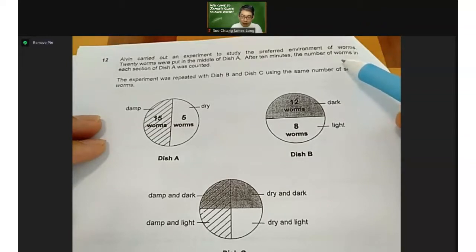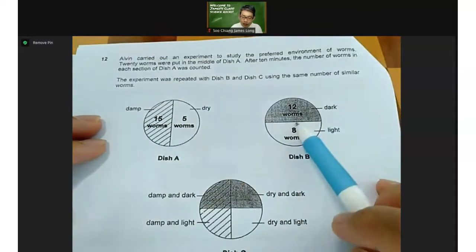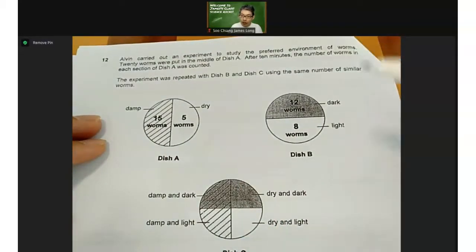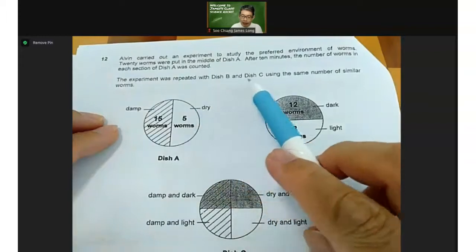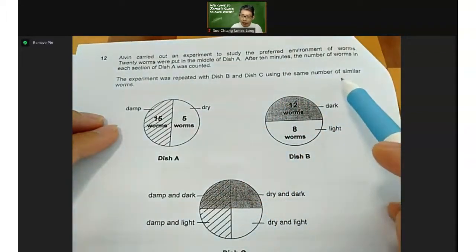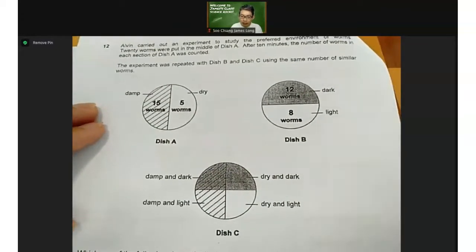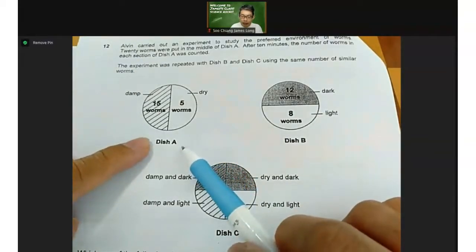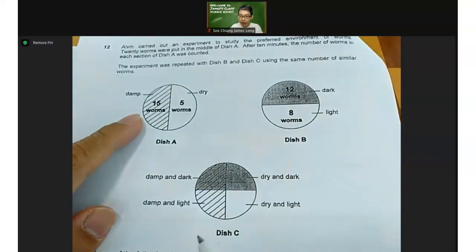So how it started off was they have the 20 worms in the middle of each dish. And then they observe how these worms, which are living things, respond to their immediate environment. And the experiment was repeated with dish B and C using the same number of similar worms, and of course placed in the same manner in the middle of each of the dish. And it's very clear that if you look at dish A, the worms prefer a damp environment. Okay, we know worms prefer damp environment.